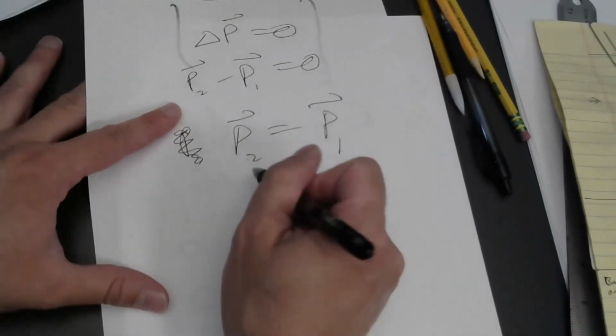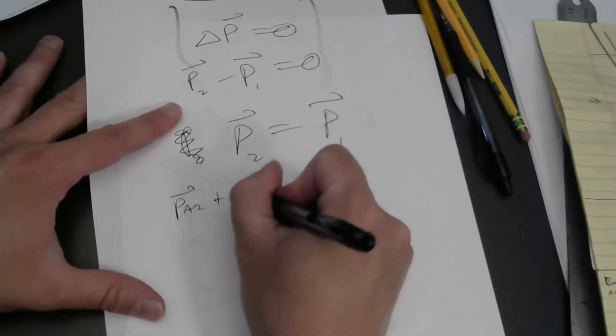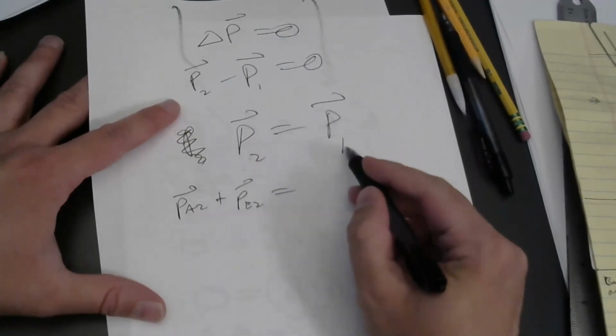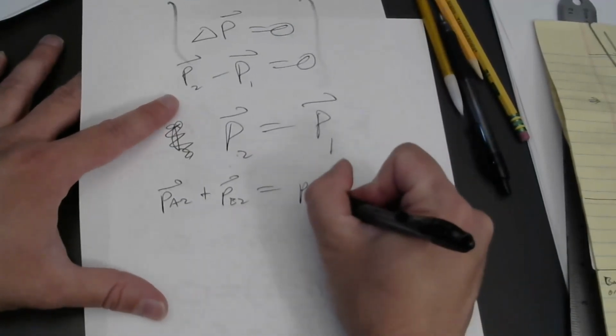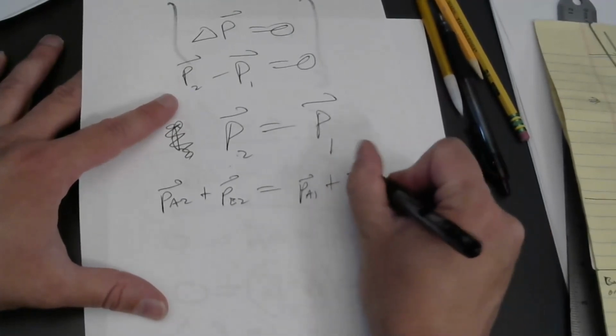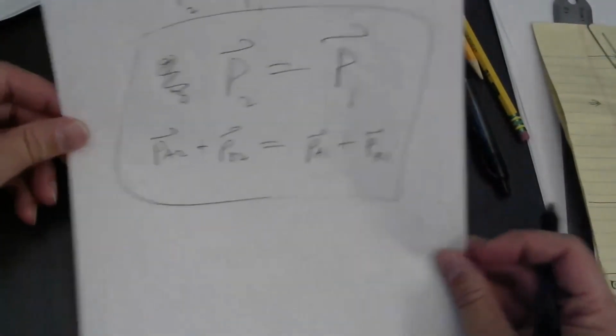We've got the total momentum at time 2 would be the momentum of object A at time 2 plus the momentum of object B at time 2. And the total momentum at time 1 would be the momentum of mass A at time 1 plus the momentum of mass B at time 1. So this is how your book generally starts problems.